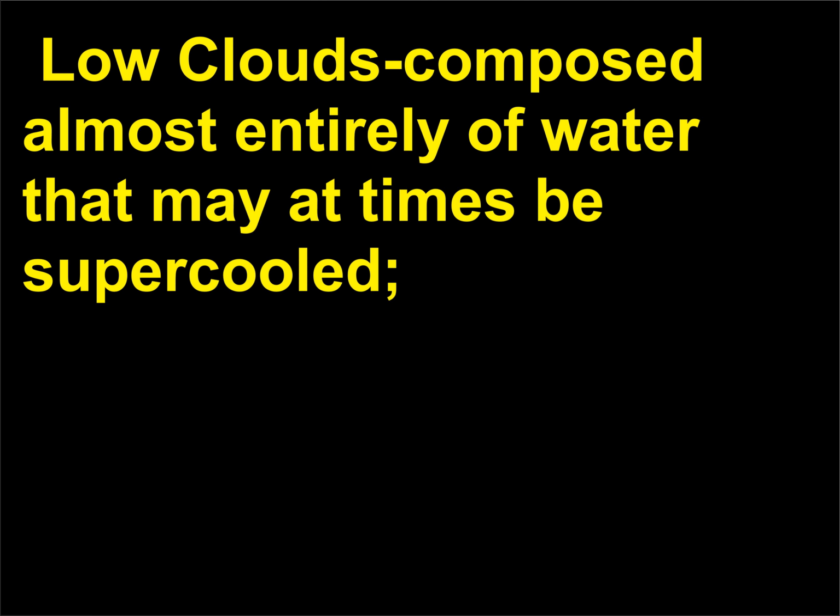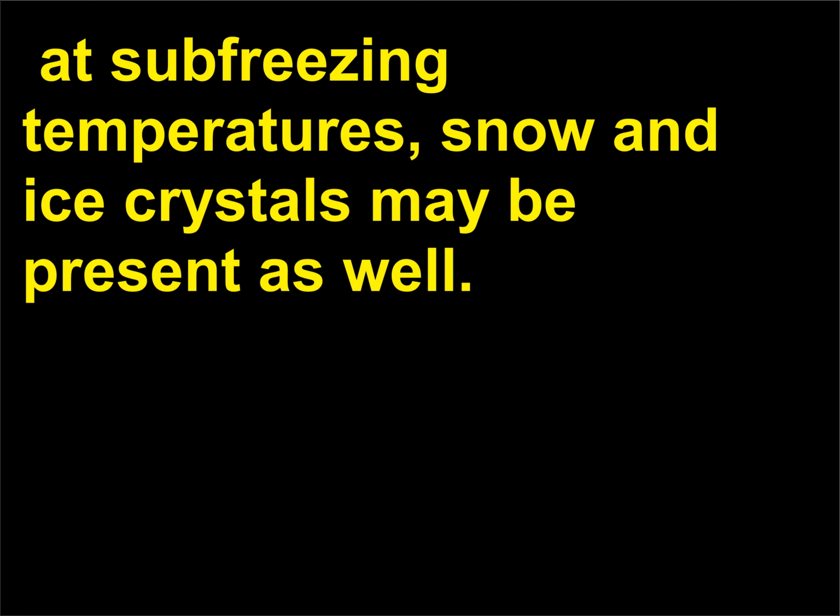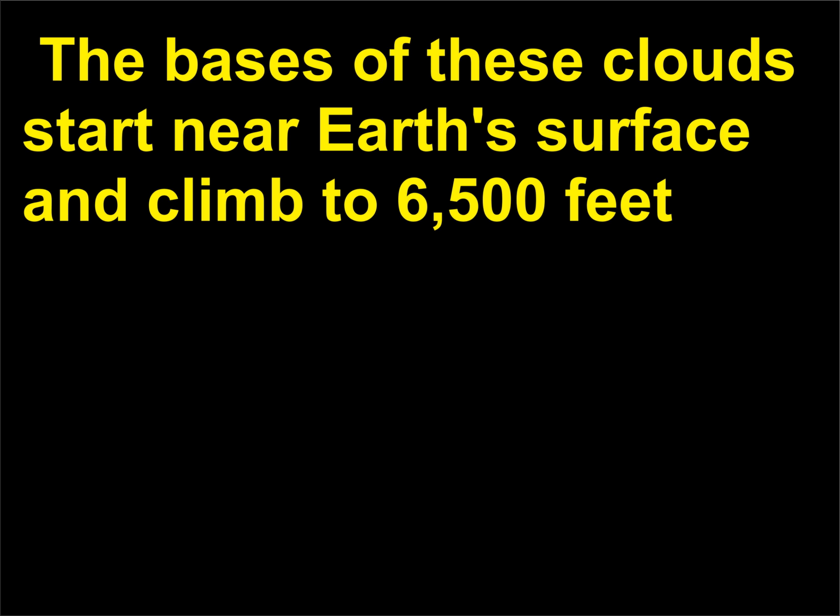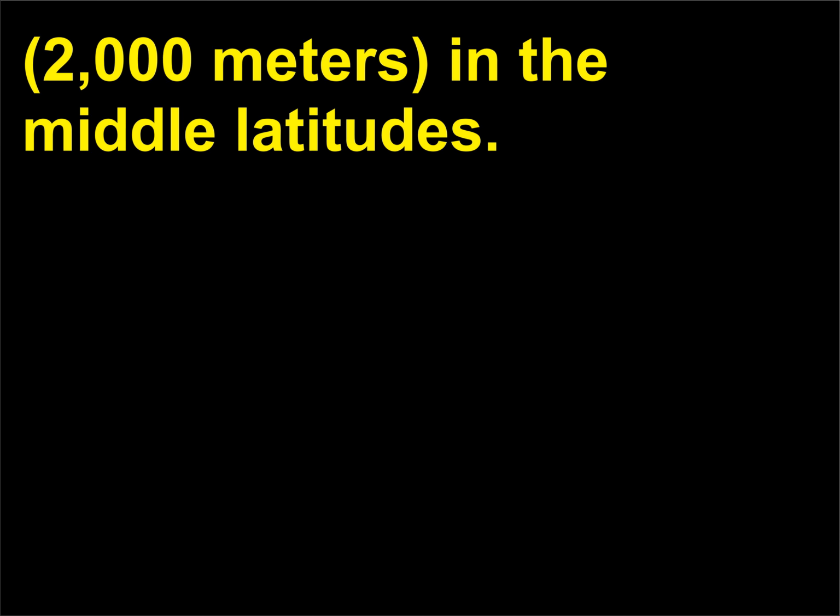Low clouds are composed almost entirely of water that may at times be supercooled. At subfreezing temperatures, snow and ice crystals may be present as well. The bases of these clouds start near Earth's surface and climb to 6,500 feet, 2,000 meters, in the middle latitudes.